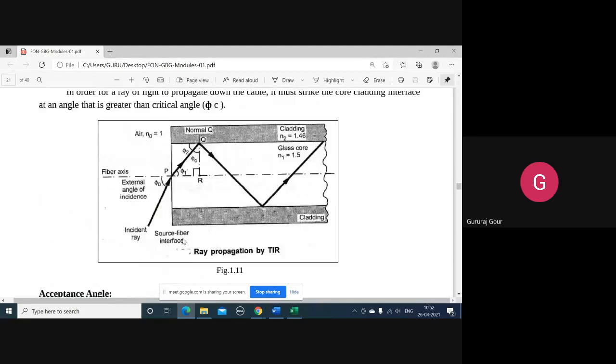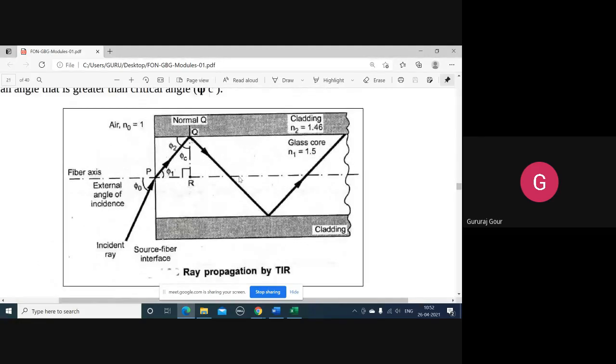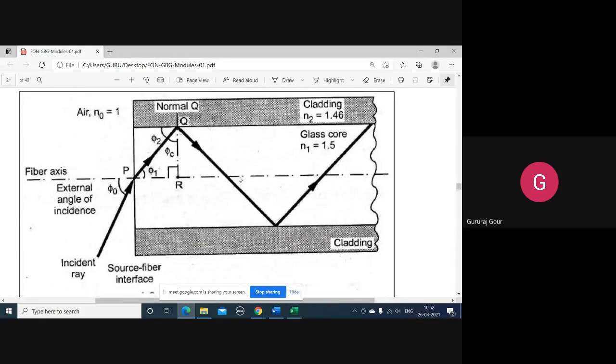Now we know that by this triangle, I want to see it in detail. You can see this triangle PQR. Phi1, I want to find out. The sum of all angles in the triangle is 180 degrees. This is 90 because we have considered the critical angle for TIR to occur. Okay, phi c is there. So this should be 90 degrees. So phi1 will be equal to 90 minus phi c.